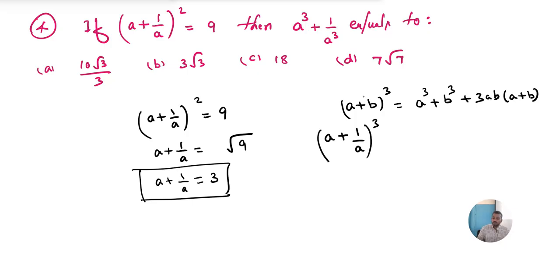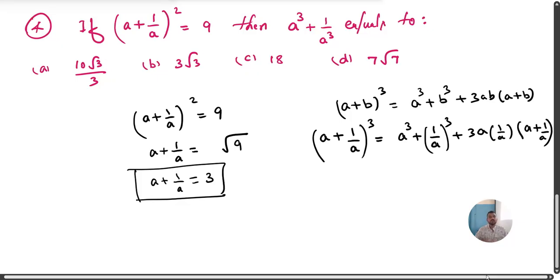Whole cube is equal to a cube. A means a only, b means 1 by a. b cube means (1 by a) whole cube. Plus 3, a means a only, b means 1 by a, into a means a only, plus b means 1 by a. Correct?